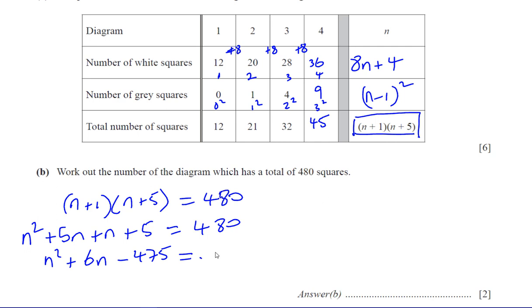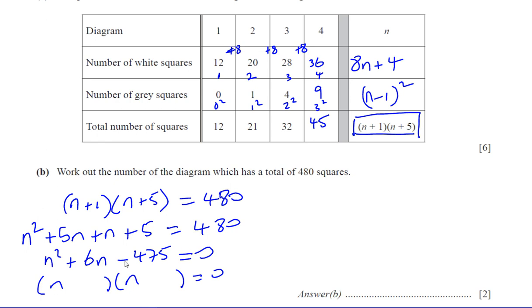And that equals 0. Now I have to try to factorize this, and then I can try to solve the equation. Now I have n squared here, 1n squared, so I can put it straight into two brackets. n times n is n squared.